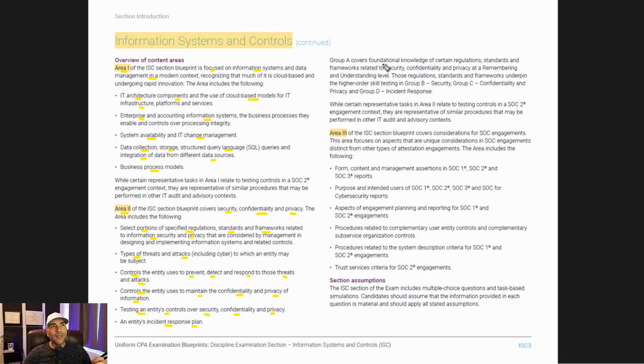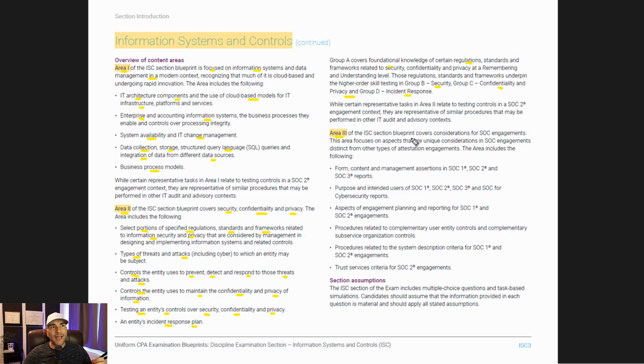So Group A covers the foundational knowledge of certain regulations, standards, and frameworks related to security, while Group B covers security, and Group C covers confidentiality and privacy, and Group D covers incident response.